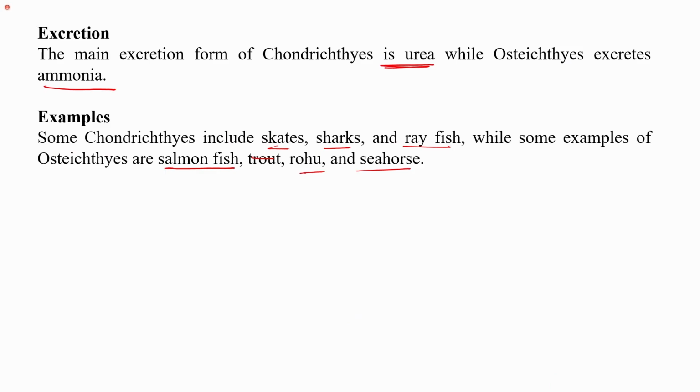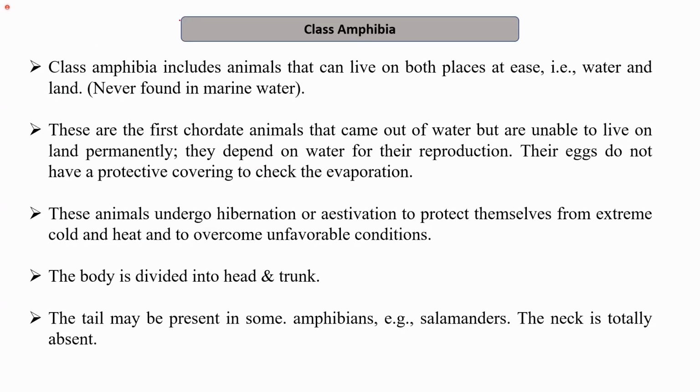And then we learned about the two types of migration, catadromous and anadromous. In catadromous, the fish goes from fresh water to marine water, while anadromous starts in the fresh water and goes to the marine water. The next class is the class Amphibia. The class Amphibia includes animals that can live in both places. Unlike class Pisces, where the animal can live only in water, class Amphibia animals can live easily in water or on land.